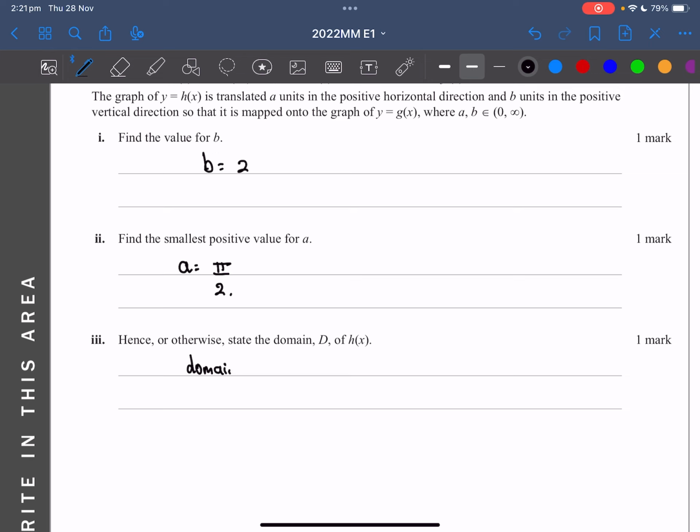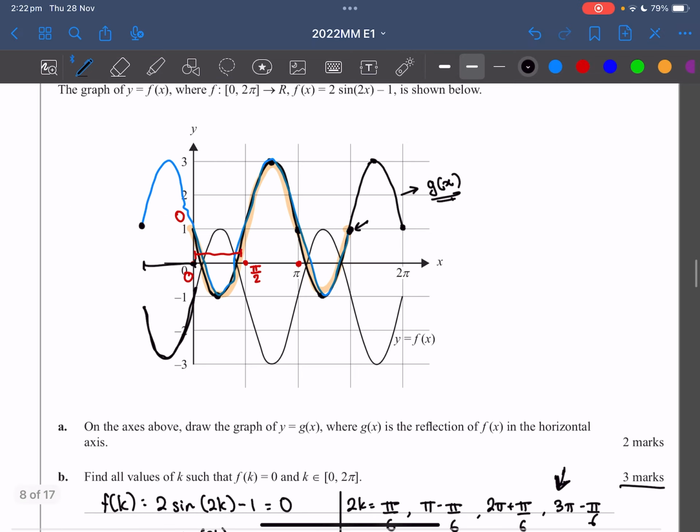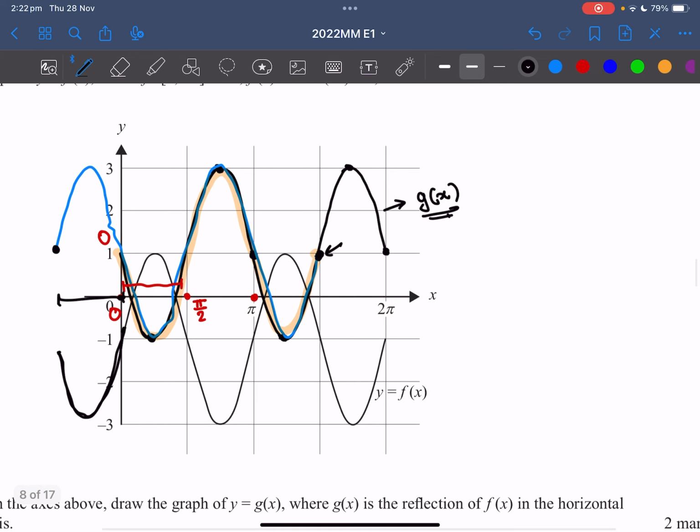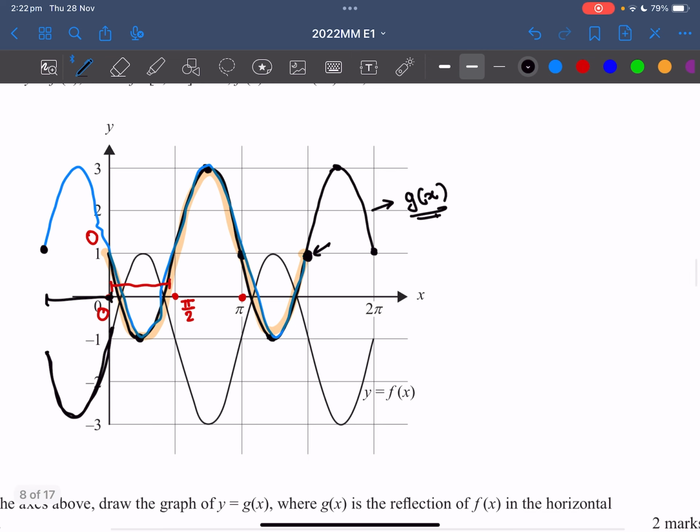Domain of h would then be negative pi to 3 pi on 2, right? So that's the domain, because again, it perfectly overlaps in this region if we move to the left. However, it wouldn't work if we move pi on 2 to the right. And this point here is exactly between pi and 2 pi. So 2 pi plus pi divided by 2 is 3 pi on 2. That's how we get the end coordinate.